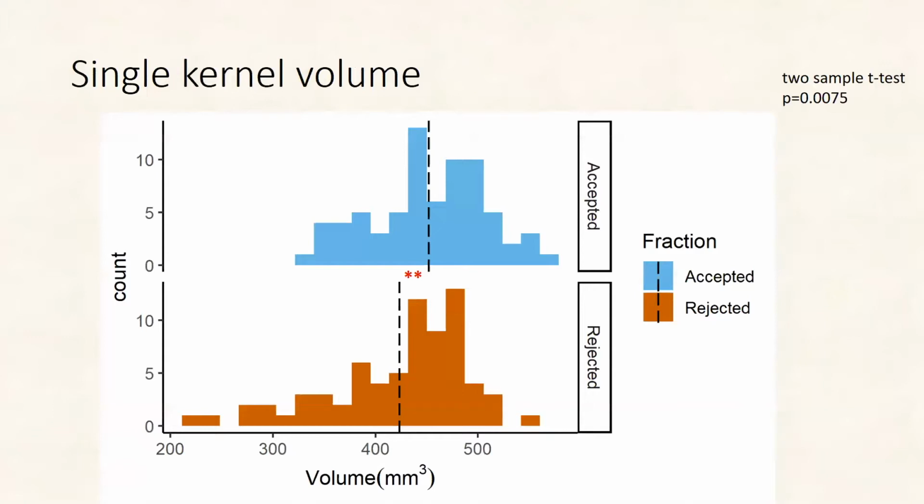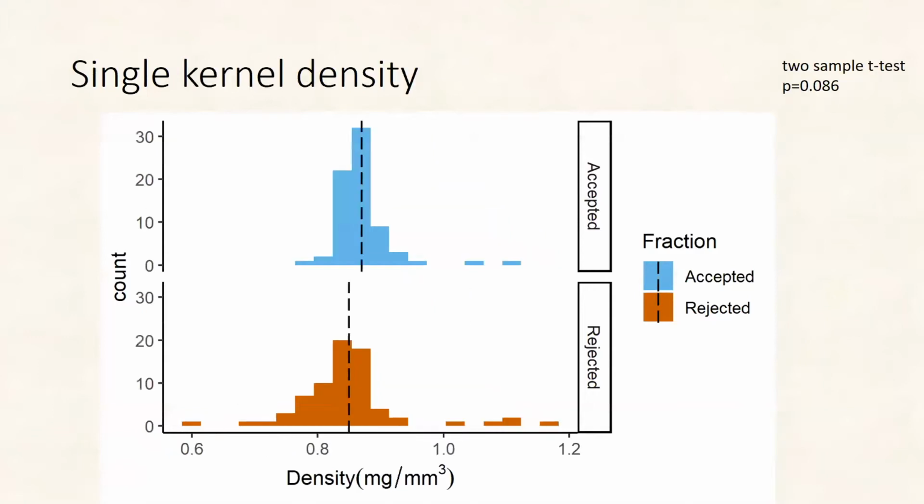However, when you just divide mass by volume to find density, we found no significant difference between the density of the kernels in each fraction, which is a little puzzling based on the theory of our sorter. However, I want to point out that the distributions here are much narrower than they were for mass and volume, making it more difficult for a sorter to separate based on this characteristic.